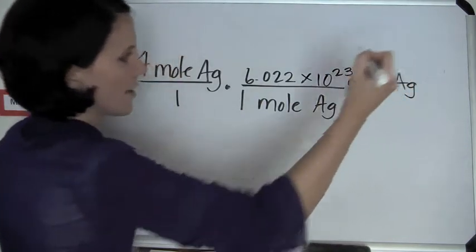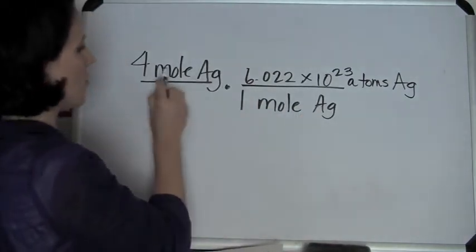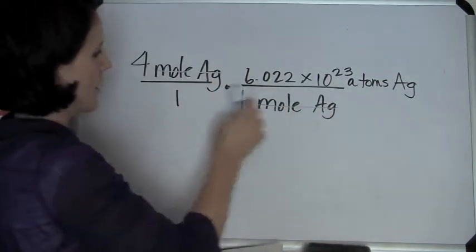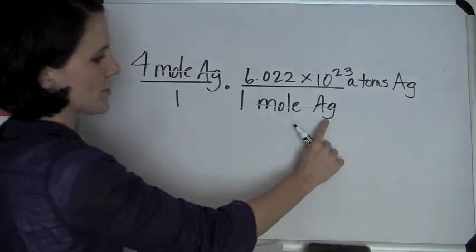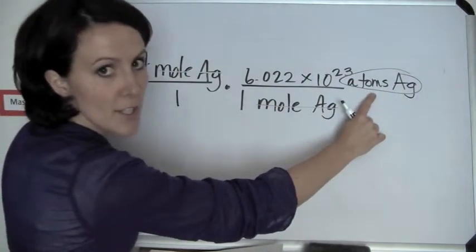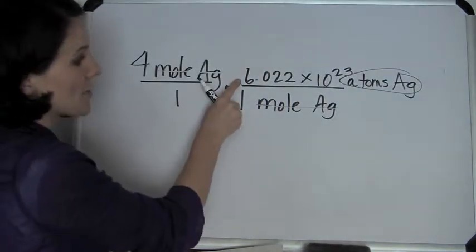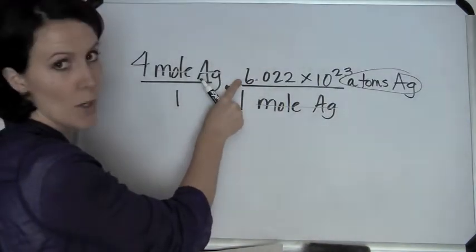atoms of silver. The numerator and the denominator here will cancel their units out because it's moles of silver and moles of silver. That will leave you with the unit you're looking for, atoms of silver. So now what you need to do is multiply 4 times 6.022 times 10 to the 23rd.